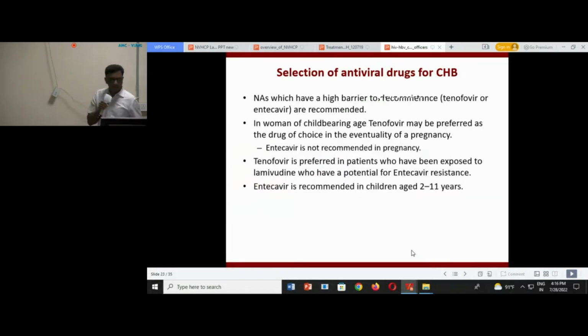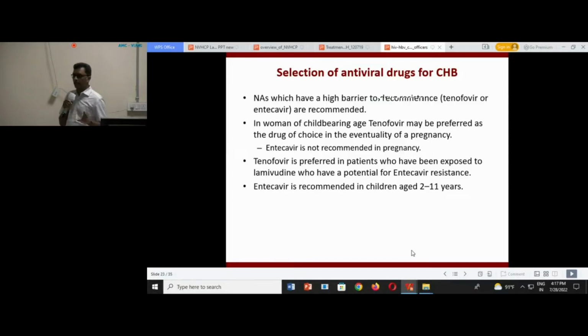Choice of drugs, right? Usually it's always better to start, if there is no other comorbidity or no cirrhosis, with tenofovir, because if there is a resistance or an intolerance, at least we can change to entecavir. Don't start with entecavir. So tenofovir is recommended, right? And in women of childbearing age, entecavir is not to be given. There are no hard studies to say it is safe. Tenofovir is the drug of choice for pregnancy.